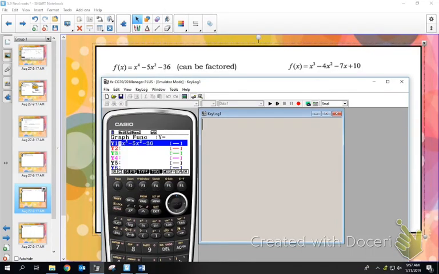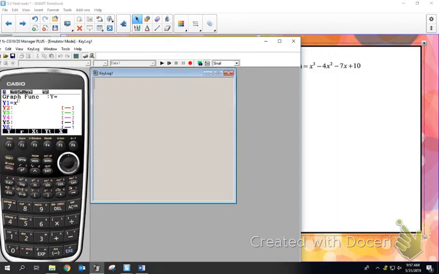x to the 3rd minus 4x squared, and I'm in the minus 7x plus 10. So I'm going to graph it. I'm going to gsolve to find my roots.